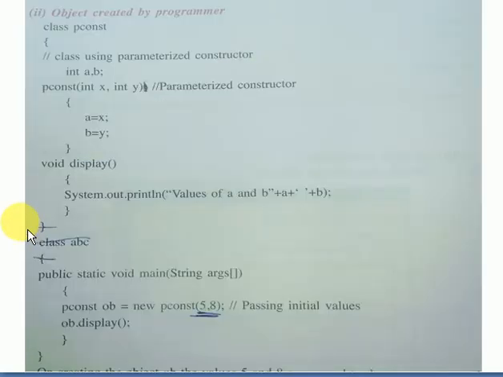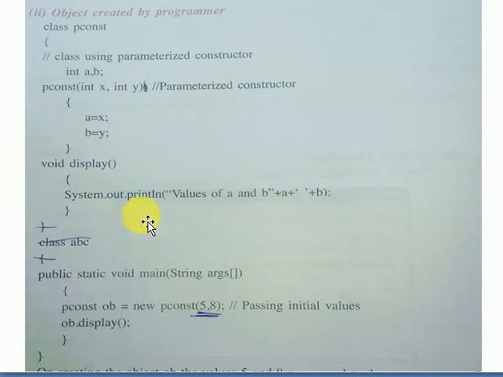Now, let us see the other type of constructor, that is a parameterized constructor. Class Pconst, class name. Same int a comma b. Pconst, int x comma int y, means parameters are here. We have parameters, so it is a parameterized constructor. No return type, but parameters are there. A is equal to x, b is equal to y. The parameter values are copied to instance variables. The display function will display the values of a and b like the previous program. Simple, right? Only thing is it is a parameterized constructor.